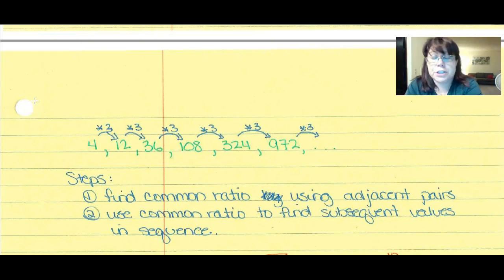Very similar to an arithmetic sequence, to figure out a geometric sequence, you're going to find the common ratio, using adjacent pairs, that's the second one divided by the first, third one divided by the second, and so on. And then you're going to use that common ratio to multiply to the next value. Divide to find the common ratio, multiply to get to the next value of the sequence.